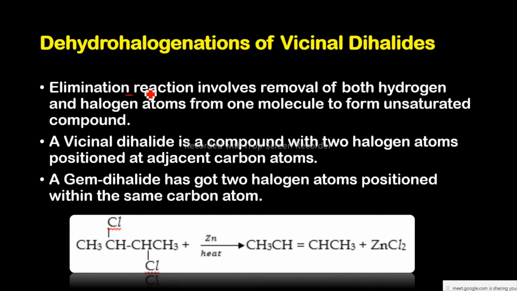And how do we do it? It is an elimination reaction which involves removal of hydrogen, that's why it is dihydro, and you also remove a halogen, that is why it is called halogenation. Dihydro, removal of hydrogen; halogenation, removal of halogen. It is just dihydrohalogenation, the same thing. From a molecule you form an unsaturated organic compound. So that's why it is an elimination.